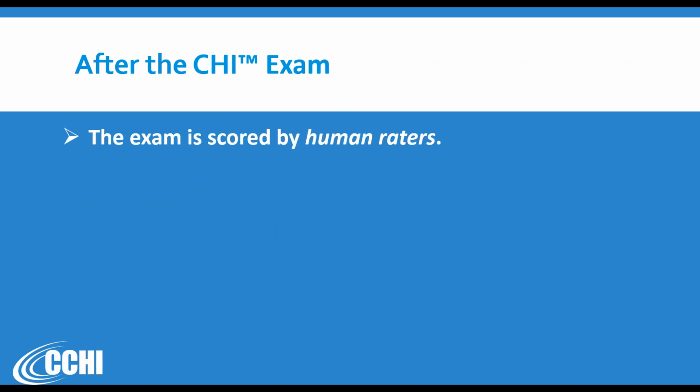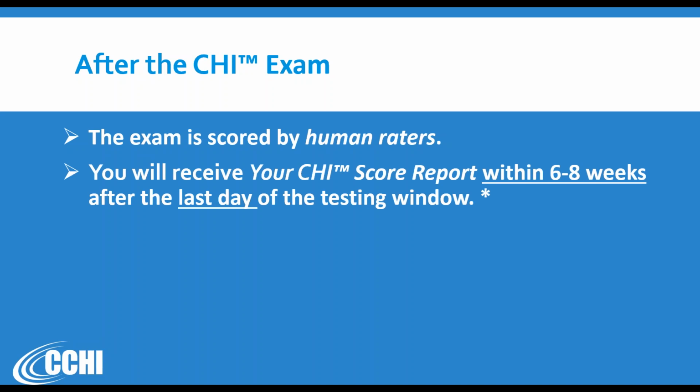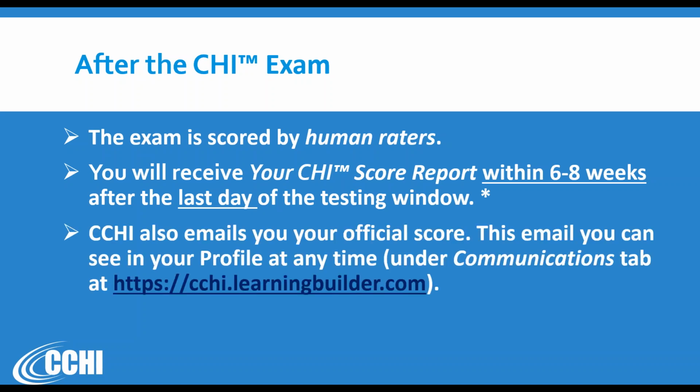Now, after the exam is scored by human raters. And human means what? It means that it's not automatic and it's not fast. I already said that we'll try to do something different this time and to shorten the period, but normally it's about 6 to 8 weeks after the last day of testing. We've been averaging 5 weeks. We'll see if we'll be able to do it sooner.